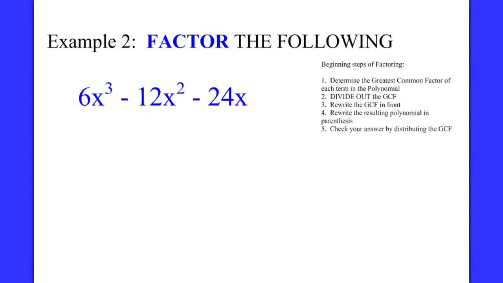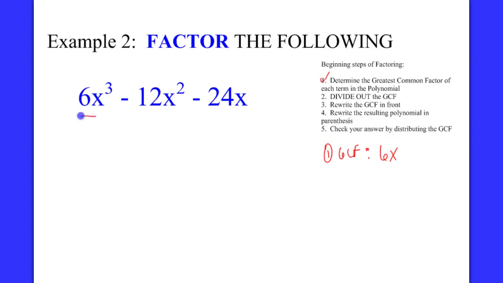Example 2, let's call that this, so copy that down please. The directions are simply factor. And the first thing we're going to do is figure out what is the GCF of those three terms. So you've got 6x cubed, 12x squared, 24x. The largest number that goes into all three of those is 6, and the largest variable in common is just x. Okay, so that's step 1. We've determined the GCF is 6x.